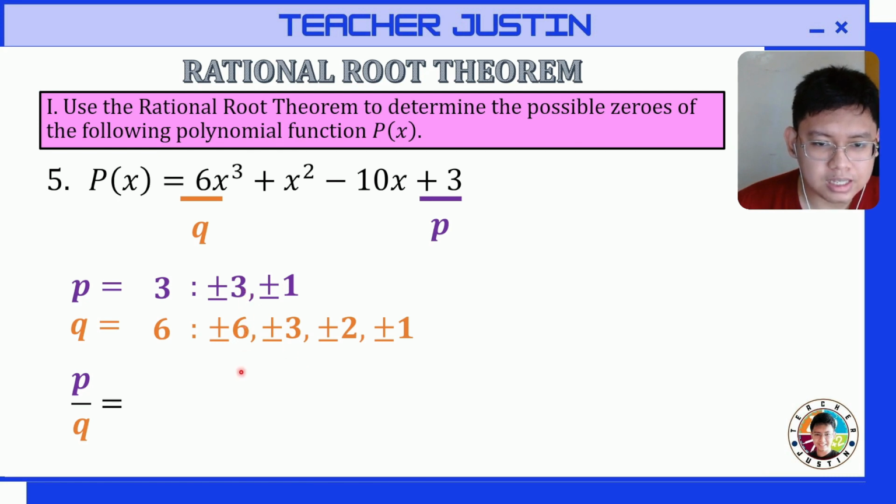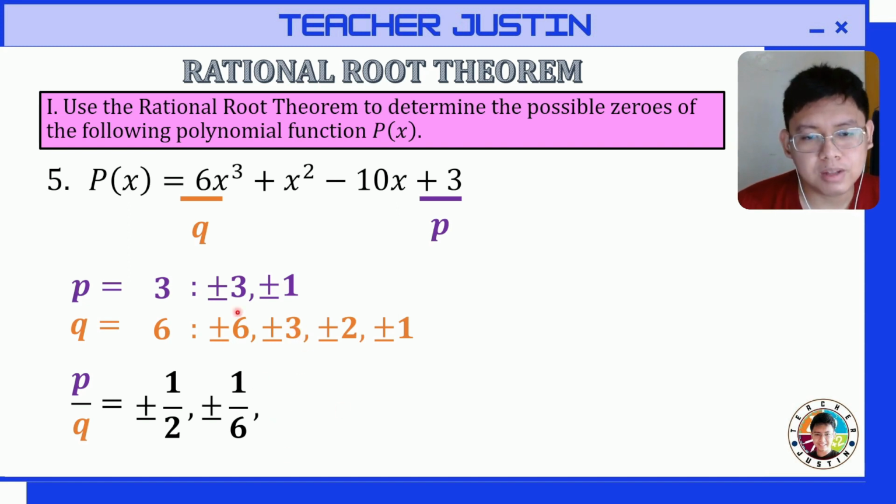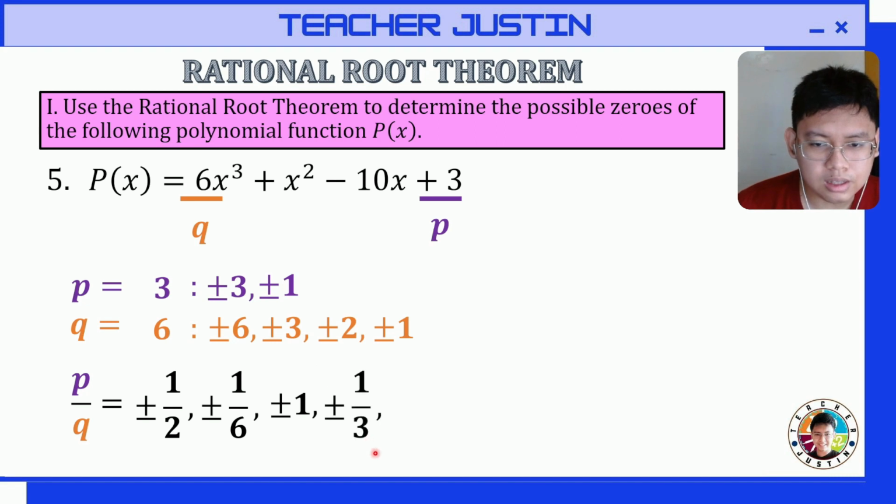3 divided by 6 will be 1 half, so positive negative 1 half. 1 divided by 6 is positive negative 1 over 6. Now, punta naman tayo dito. 3 divided by 3 is 1, so positive negative 1. 1 divided by 3 will be 1/3, so positive negative 1/3.